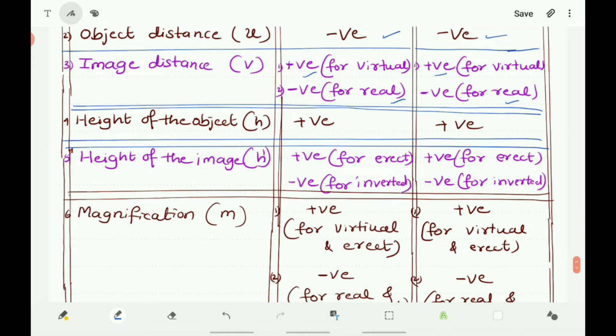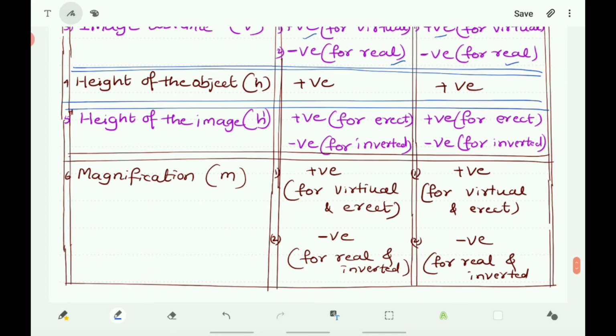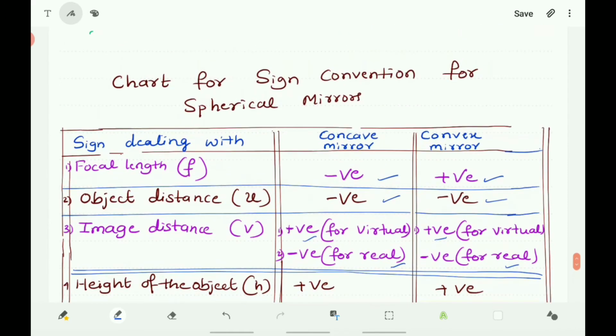Magnification is positive for virtual and erect image for both concave and convex mirror, and negative for real and inverted image for both concave and convex mirror. In this way, by using all these sign conventions, you can solve the problems based on the mirror formula and magnification formula.